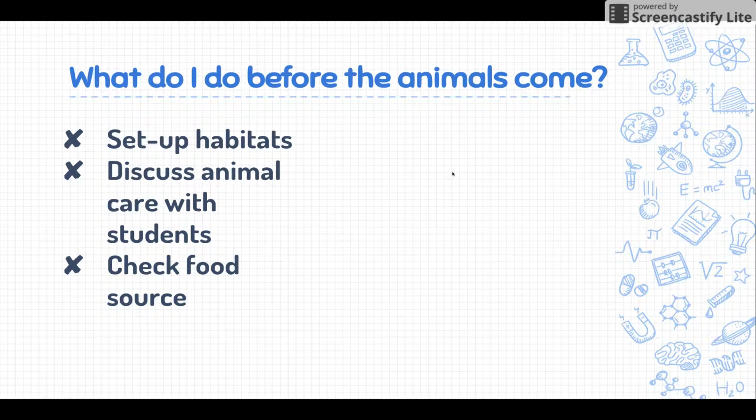What do I do before the animals come? You set up their habitats. You want to be able to open those boxes and release those animals right into their habitats so they can get settled as soon as possible. I always like to discuss animal care with the students. I like to put the responsibility on them to do the daily care and upkeep of the animals. And I always check to make sure I have a food source ready and available at school for each animal. Now, most of the time it comes in the unit, but I definitely recommend a double check.